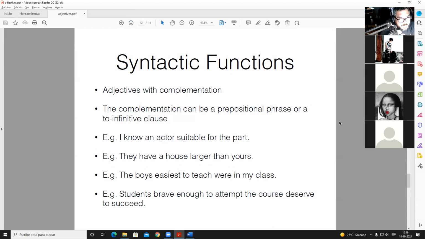Adjectives with complementation, okay? Pretty much like a prepositional phrase. The complementation can be a prepositional phrase or a to-infinitive clause. Let's take a look at this.